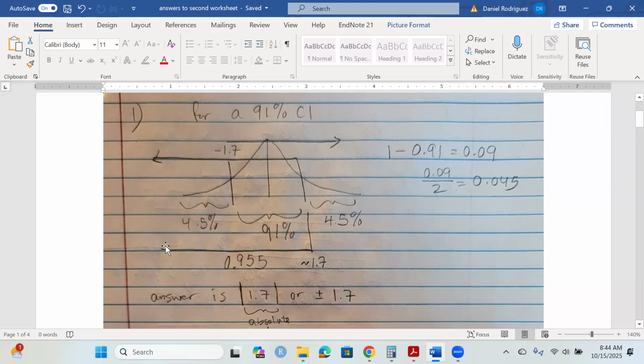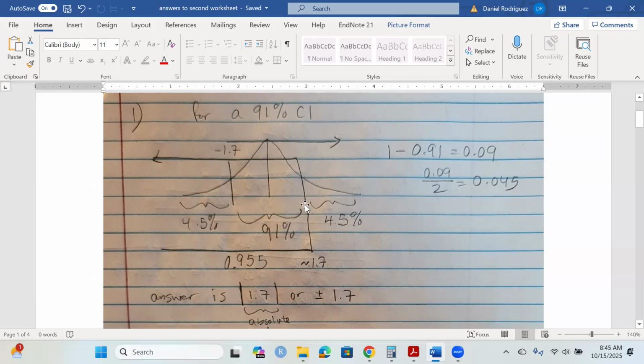Now, when I'm just trying to find that point, I need everything to the left of whatever this point is, right? I need everything to the left. So what I do is I take that 0.91 and I add the lower 4.5% to it, right?